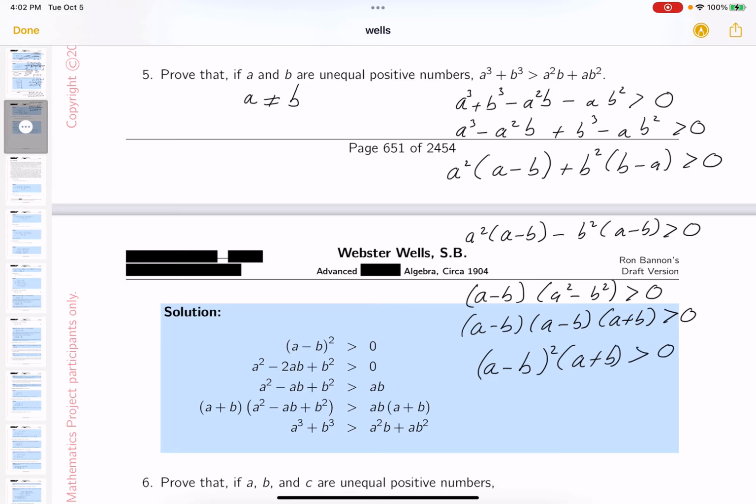All right? So it says prove they're unequal. Oh, they said something else. I missed that. That A and B are greater than 0. All right, how do I know that? They said they're positive numbers.